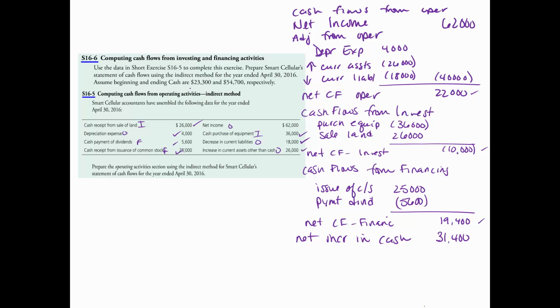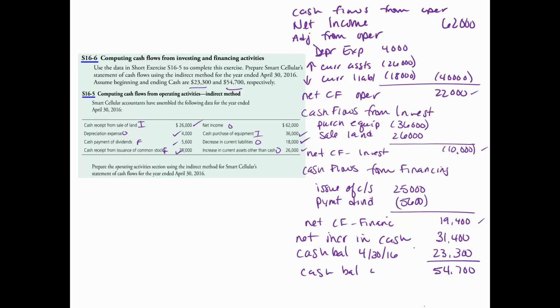So I started with a cash balance of 23. So my cash balance at the last day of last year and the first day of this year are the same, right? So my cash balance the last day of last year, so in this case it's April 30th, 2016, was 23.3. So that total is 54.7. And that should equal my ending cash balance this year, which it does.